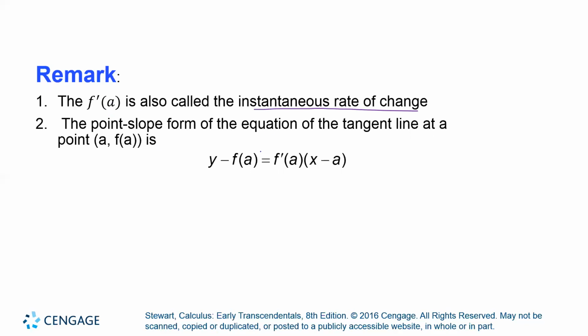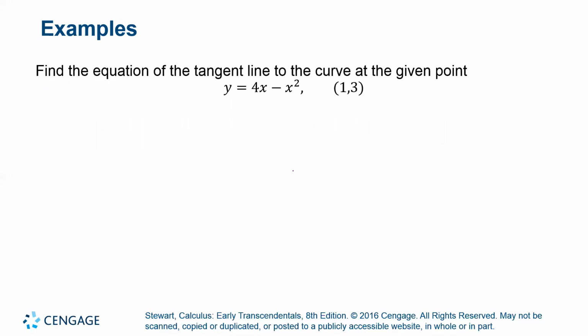And the point-slope form of the equation of the tangent line at the point a, f of a is given by this, where this is my y1 and that is my slope m. Now we have this problem: find the equation of the tangent line to the curve y equals 4x minus x squared at the point 1, 3. Let's see, this example and then one more.